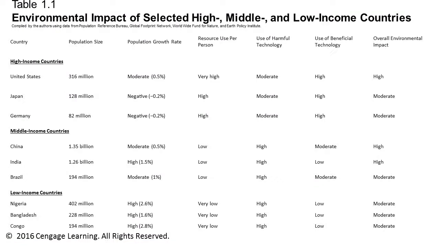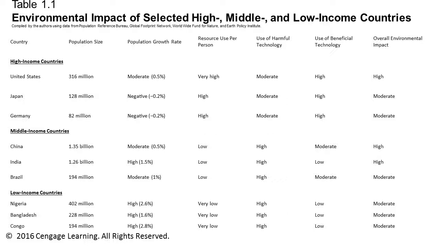This is a data table depicting population size, population growth rate, resource use per person, use of harmful technology, use of beneficial technology, and overall impact for select countries that fit in the high, middle, and low income category. Your countries that are listed here in the middle income categories typically fall in the moderately developing countries, and these countries are the least developing countries, whereas up here we have what's considered to be a developed country.